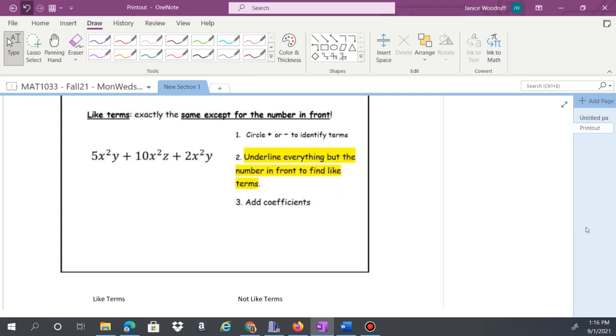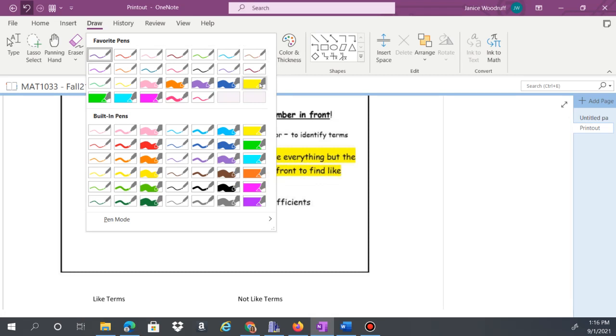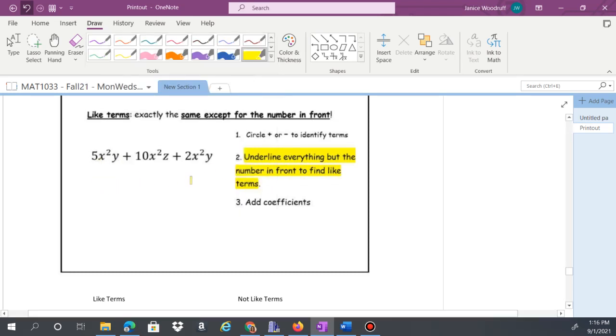Okay, so we've already done this a little bit when we were solving equations, but just to go over it some more. When you are adding polynomials, you're combining the like terms. Like terms have the same exact ending. You're looking at whatever's after the numbers or the coefficients, and they have to be exactly the same. So same degree, same letters, everything. So here, what are our like terms? We've got 5x squared y and a 2x squared y.